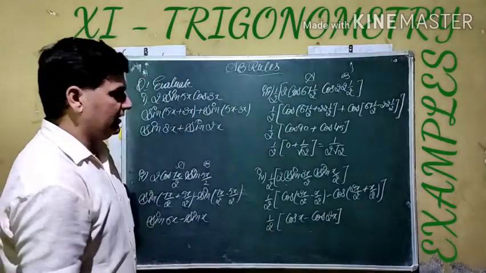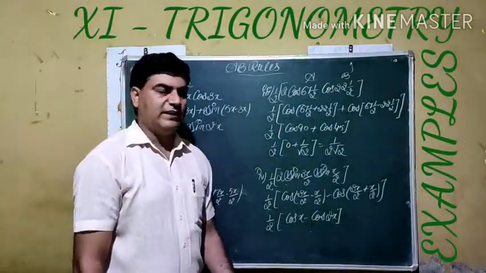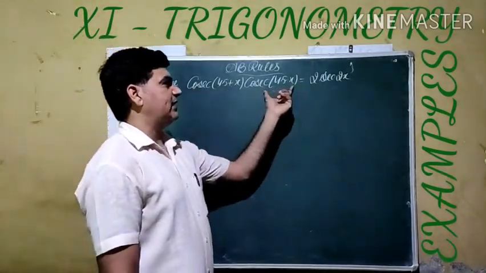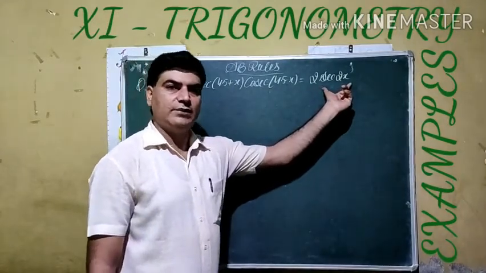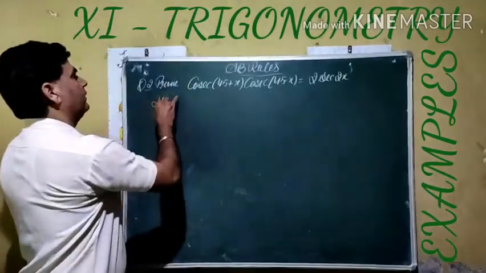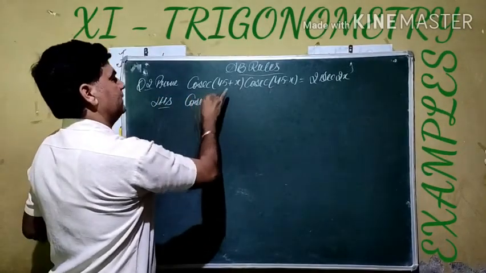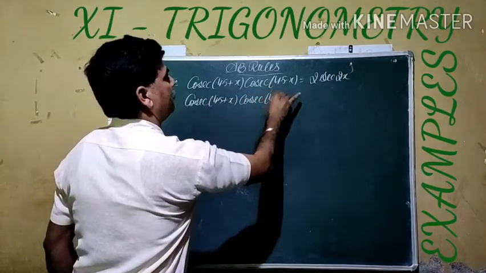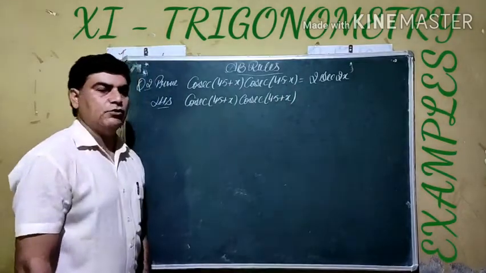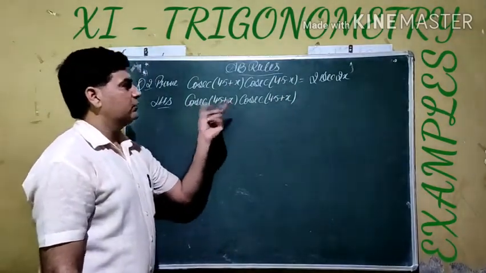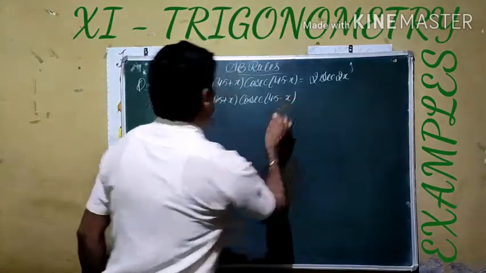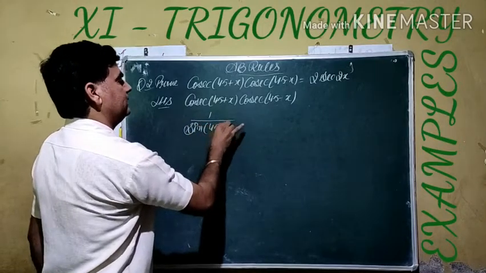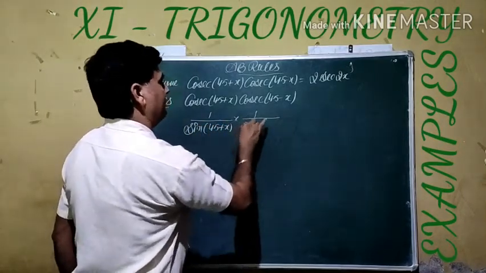Now we will continue with another question. Example number 2 is a different type of question. Prove that cosec of 45 plus x times cosec of 45 minus x is given by twice sec 2x. We take the left hand side: cosec 45 plus x multiplied with cosec 45 minus x. As we know, the rules are only in terms of sin and cos, but here it is cosecant, so we change it to 1 by sin. It becomes 1 by sin 45 plus x multiplied with 1 upon sin 45 minus x.